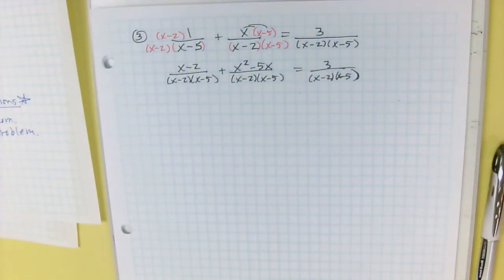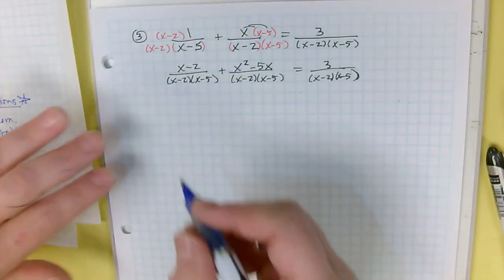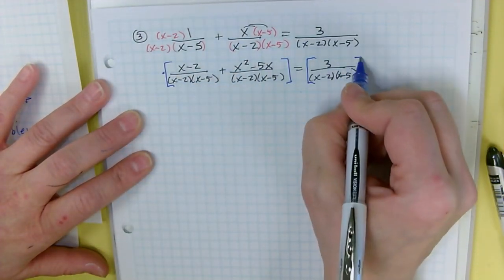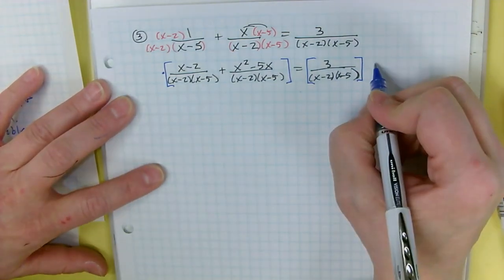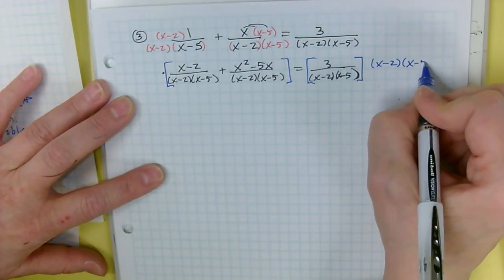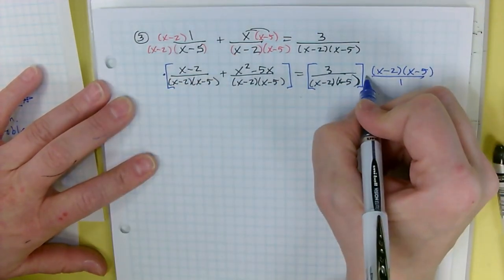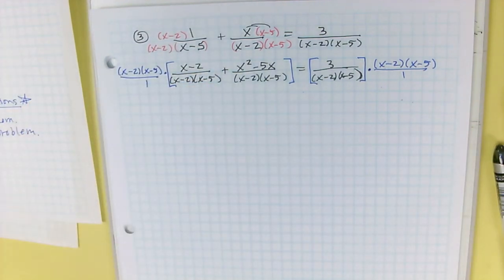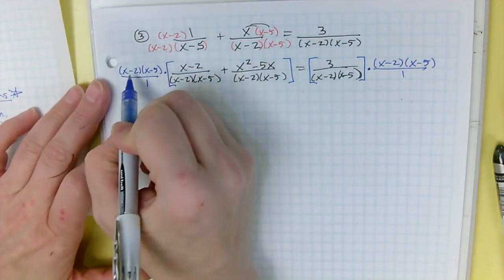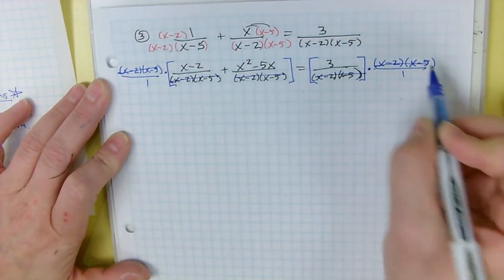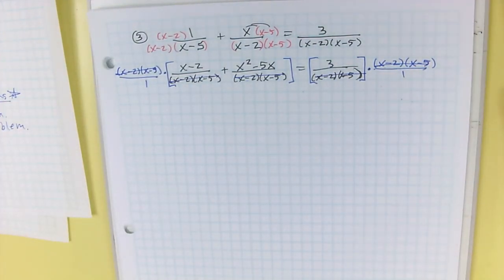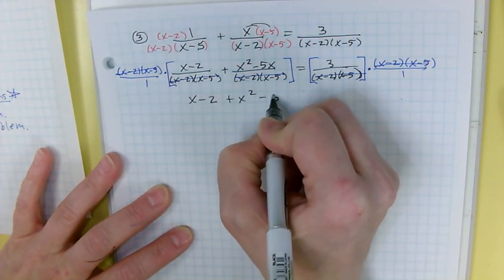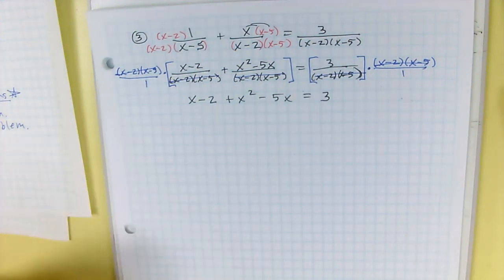So we have a common denominator. And then here's the shortcut. Feel free to use it. We need to multiply every term on both sides by the lowest common denominator over 1. So we're going to multiply by x minus 2, x minus 5 over 1. This will cancel out all of the denominators. So now all we have is the tops, which was x minus 2 plus x squared minus 5x equals 3.